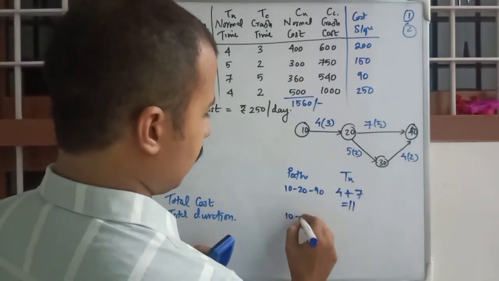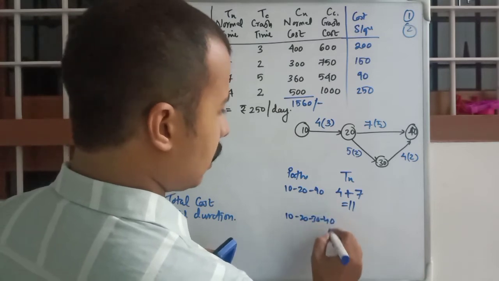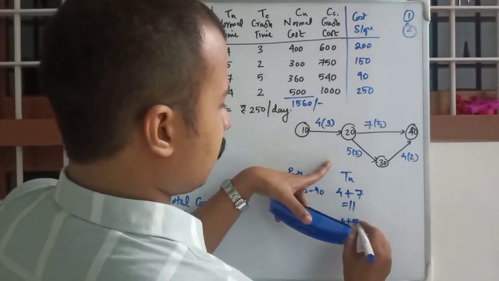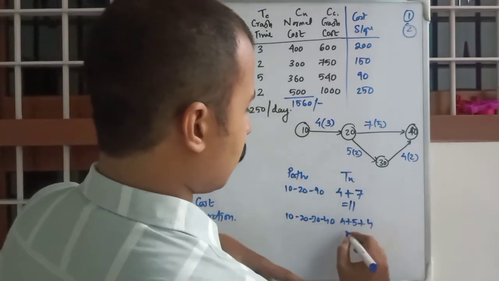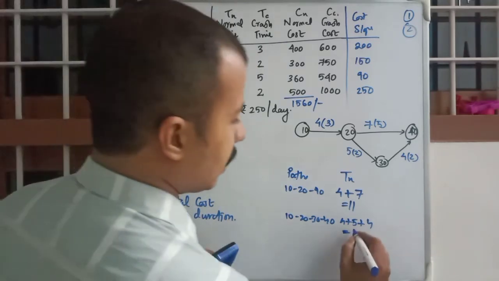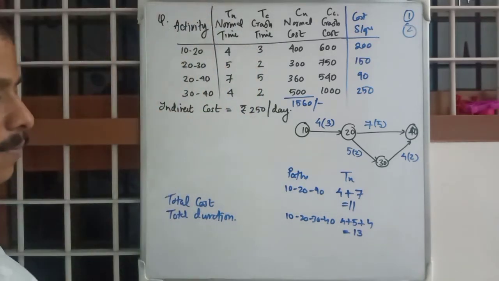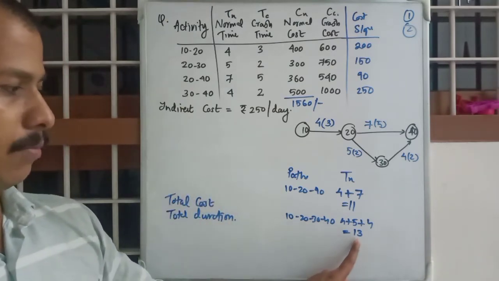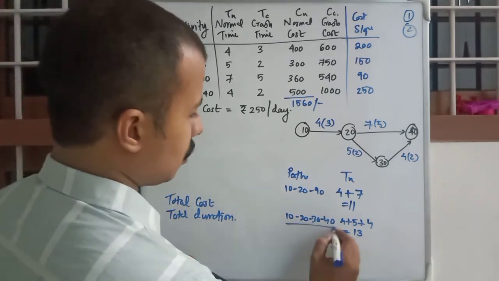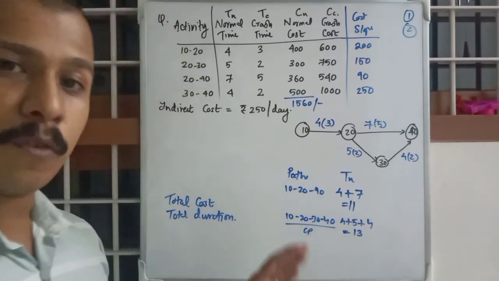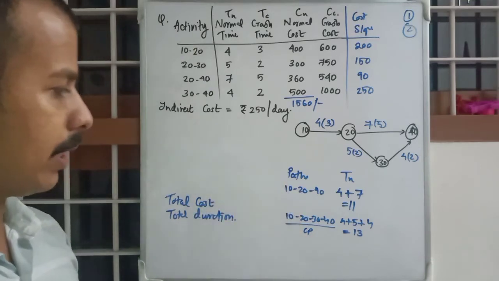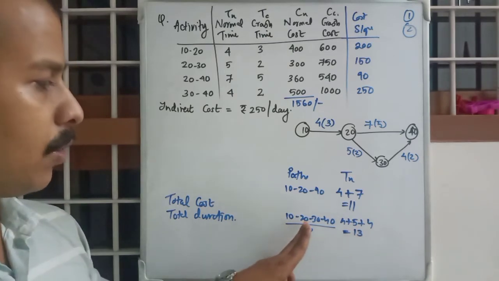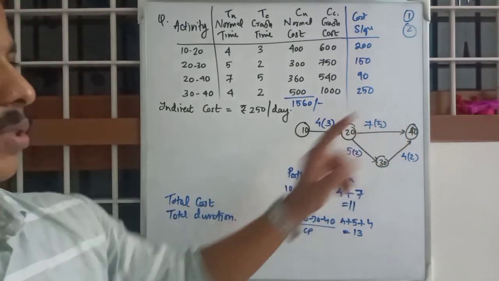That is 10, 20, 30, 40. That is 4 plus 5 plus 4, that is 13. Okay. So which one is the critical path? The greater one, right? For the time being, it will be changing, you will know shortly. For the time being, as this has the largest duration, 10, 20, 30, 40 is the critical path.